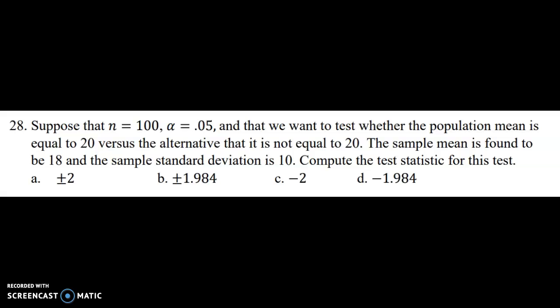Okay, well, I need to figure out, do I need to use a z-score or do I need to use a t-score since we're looking for the mean? And it says that the sample standard deviation is 10, so it didn't give me the population standard deviation. So that means that sigma, or the population standard deviation, is unknown. And since sigma is unknown, that means I need to use a t-score.